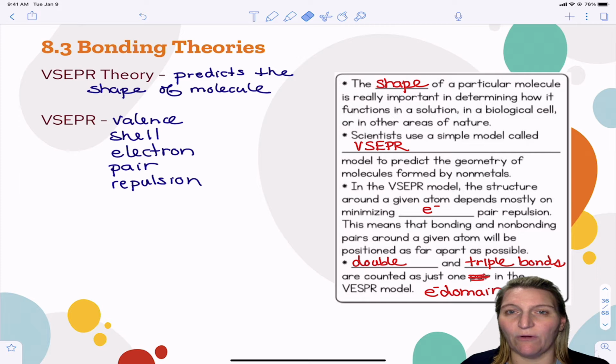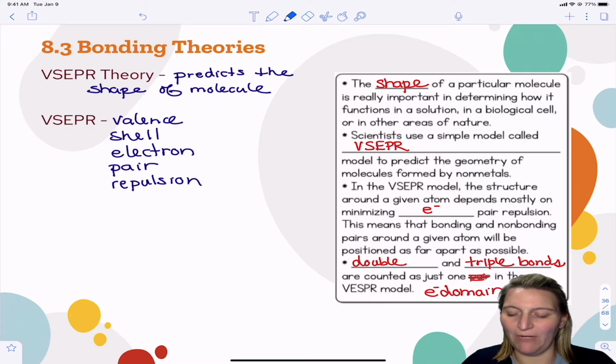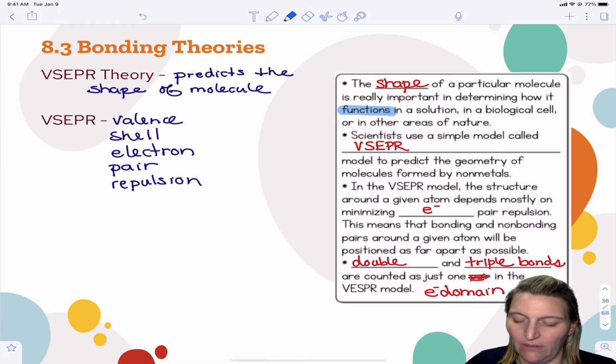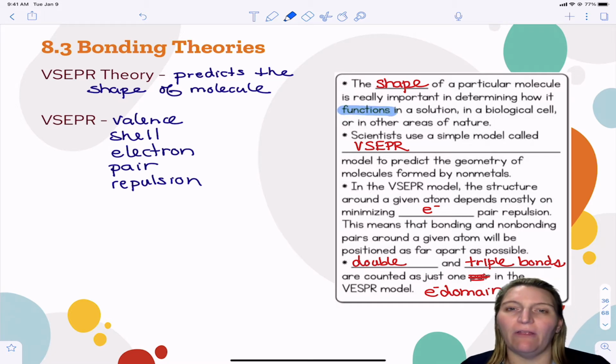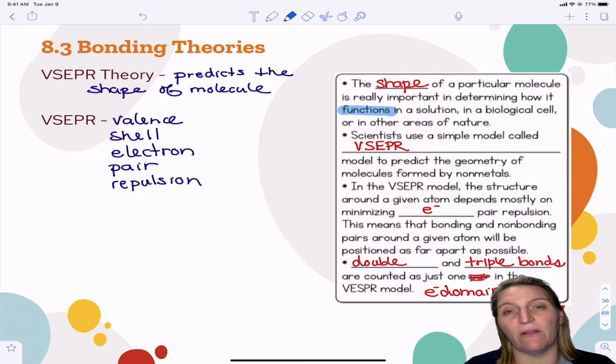Valence shell, so the outermost, the ones that are involved in the bonds, those electrons are in pairs and they will repel each other. That is how we determine the shape of the molecule. And as we can see over here, the shape of a molecule is really important in determining how it functions. In a solution, in a biological cell, the shape of the molecule is going to tell us whether it's polar, whether it will dissolve in water, what type of intermolecular forces it has.